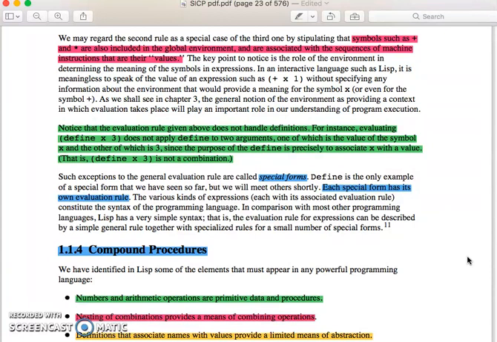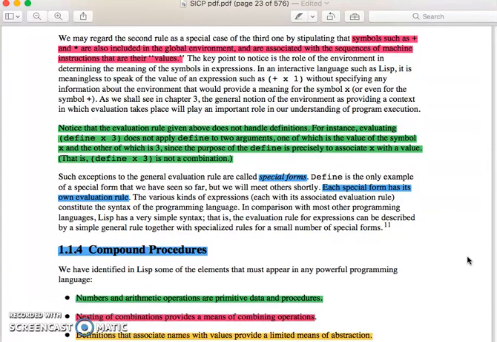given above does not handle definitions. For instance, evaluating (define x 3) does not apply define to two arguments, one of which has as its value the symbol x and the other of which is 3, since the purpose of define is precisely to associate x with a value. That is, (define x 3) is not a combination. Such exceptions to the general evaluation rule are called special forms. Define is the only example of a special form that we have seen so far, but we will meet others shortly. Each special form has its own evaluation rule.